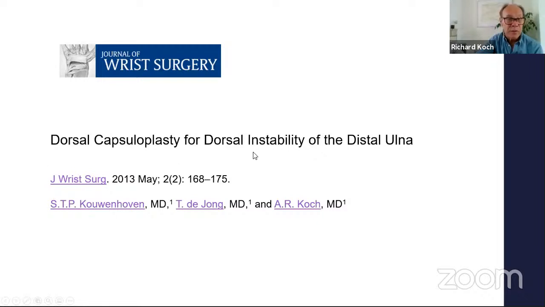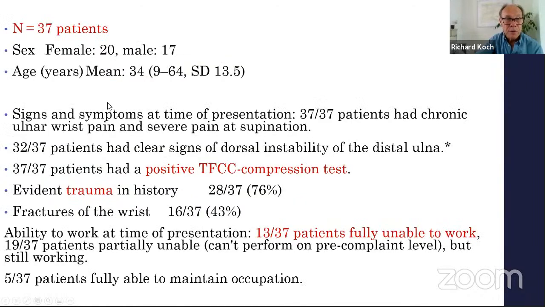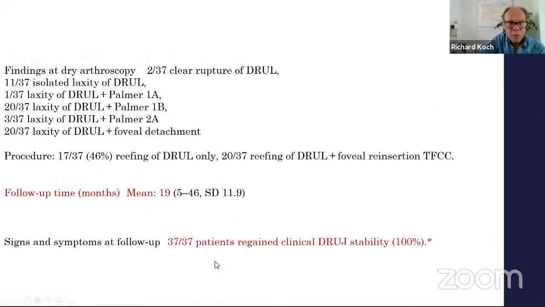Dr. Gina already pointed out, we have written this article. Patients, most as a result of trauma, had the problems, positive TFCC compression tests. 13 of them, practically half the patients, were unable to work. So there was a lot of reason to do their repair. The mean follow-up was about 2 years. And 7 of all patients had clinical DRUJ stability with these combined techniques.